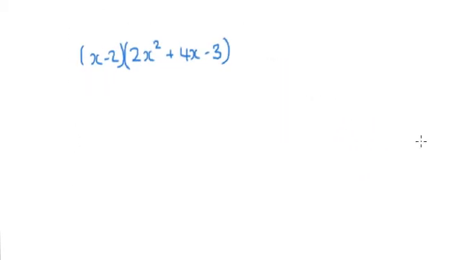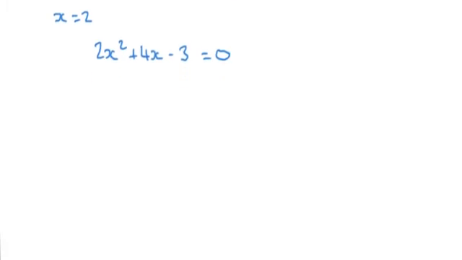Okay, so it asked us in the question to find all the solutions. We already know that x equals 2 is a solution. We need to find the solutions from here, so we can ignore the fact that x minus 2 is a solution and we can concentrate on this equaling 0. Now that doesn't factorise, so we're going to need to either complete the square or use the quadratic formula or use the functionality on your calculators to solve this equation.